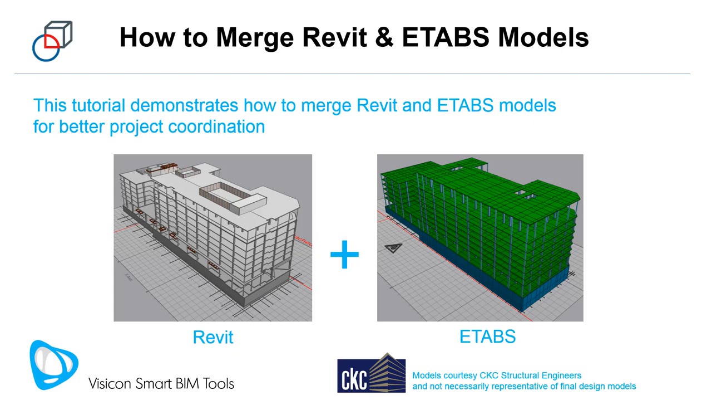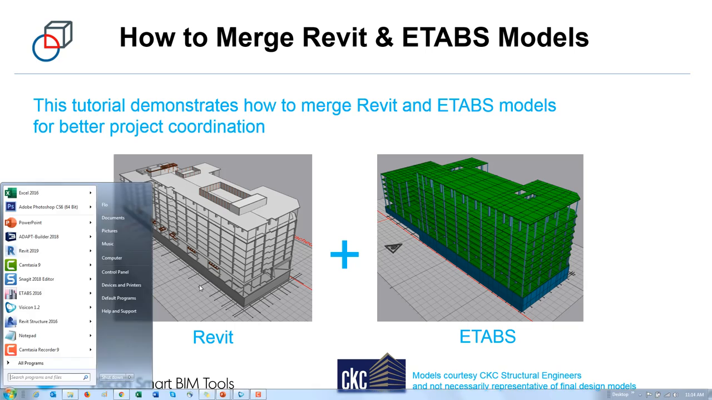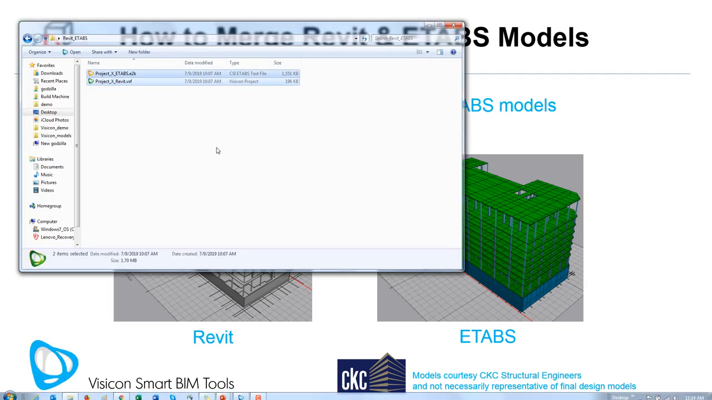This tutorial demonstrates how to merge Revit and ETABS models for better project coordination. We're going to start by looking at our two source files. We would have saved the ETABS file as an E2K, and we would have used the Visicon plugin to save our Revit model as a Visicon VXF file.